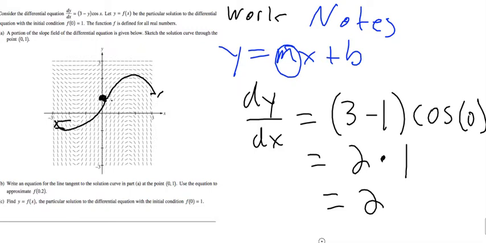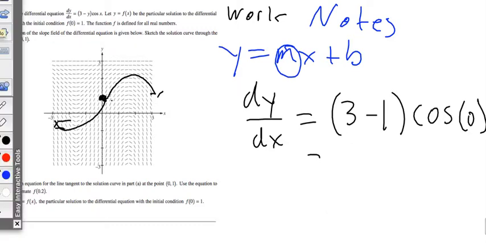Let me give you some advice. If you can't remember if cosine 0 is 1 or 0, think about this. If this was 2 times 0, this would be 0. Which does this look like, a slope of 2 or a slope of 0? It looks like a slope of 2 to me. So we have our slope.